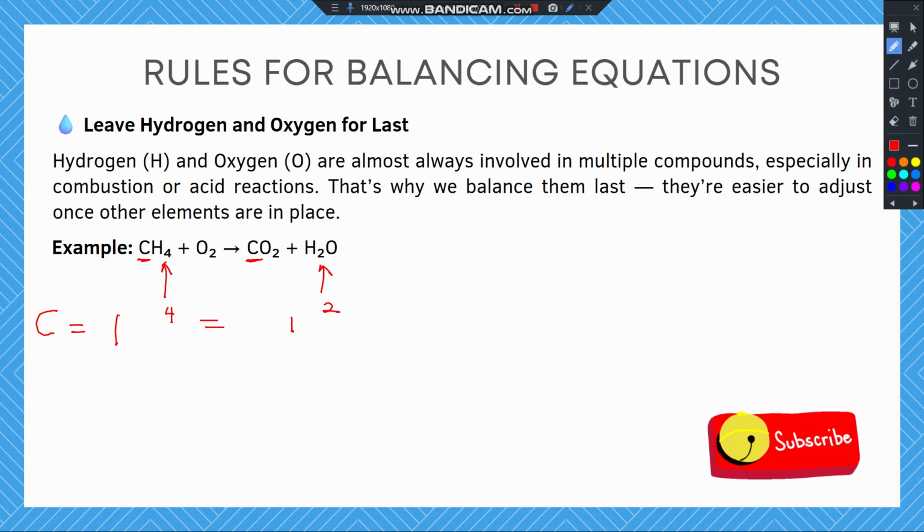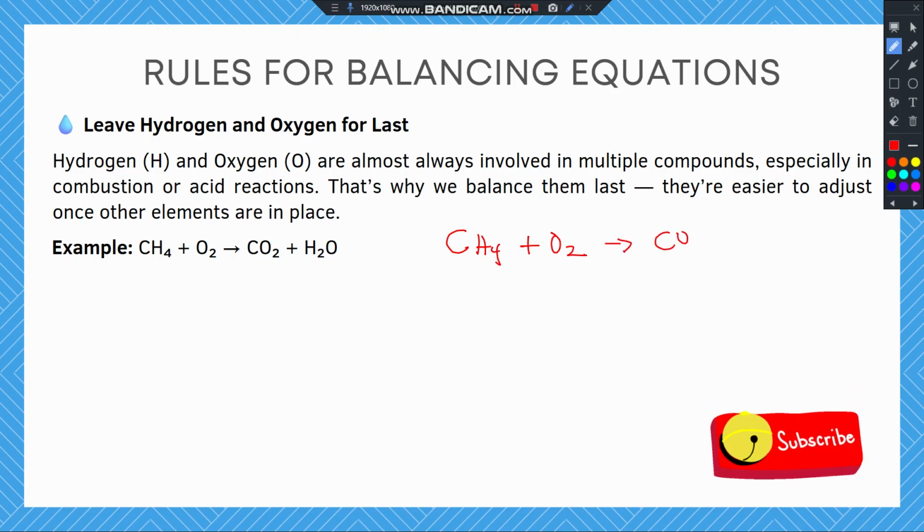So in order to make them equal, you simply multiply by 2. That tells us that we add a coefficient of 2 in front of H₂O. So the equation now becomes CH4 plus O2 giving us CO2 plus 2H₂O. At this point we have balanced hydrogen, 4 on the left and 4 on the right.